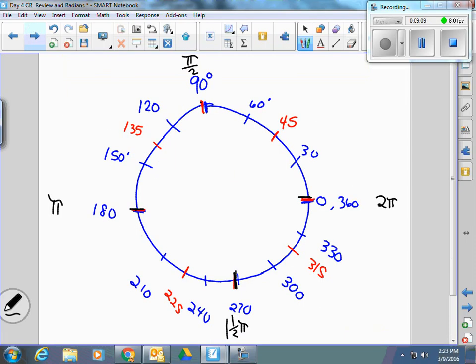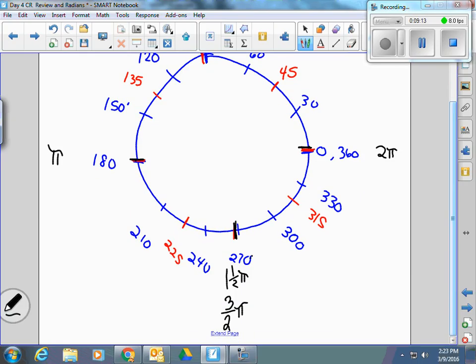Look here on our circle. At 270, what did we say the answer was going to be? 3 over 2 pi. Do you remember how we got there? Because we said if this is 2 pi, when I got to 90, that's half of a pi. Over here is 1 pi.